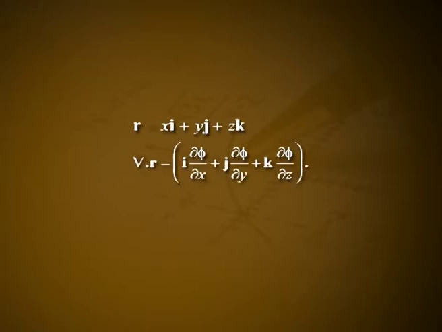In the solution above, we have used the fact that for r equal to xi plus yj plus zk, del dot r is equal to (i ∂/∂x plus j ∂/∂y plus k ∂/∂z) dot (xi plus yj plus zk), which is equal to 1 plus 1 plus 1, which is equal to 3.